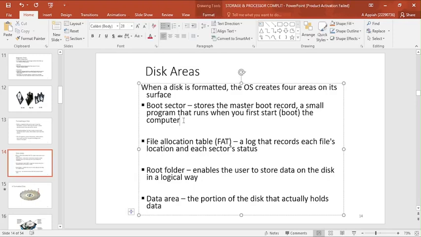Then we also have the FAT, the file allocation table, which is a log that records each file's location and each sector's status. The status as to whether a cluster is free to allow data to be stored, or whether it is allocated. That means that cluster or that surface area is already storing data. So it keeps a log of records.